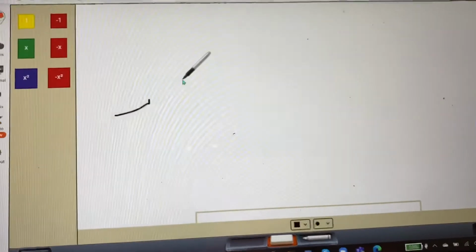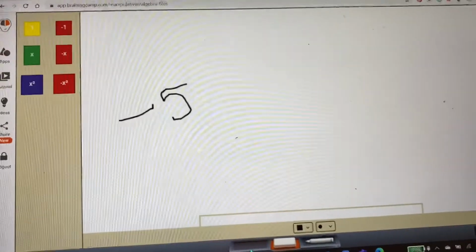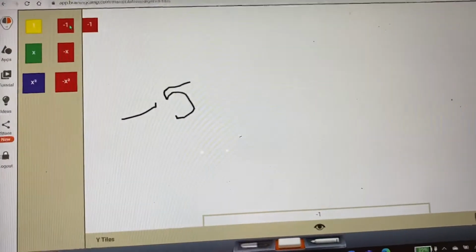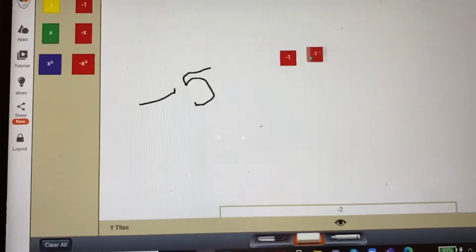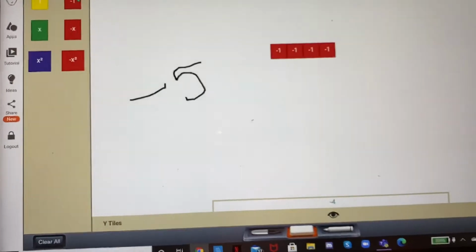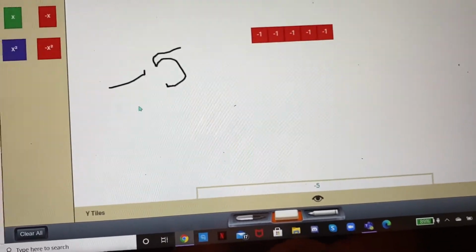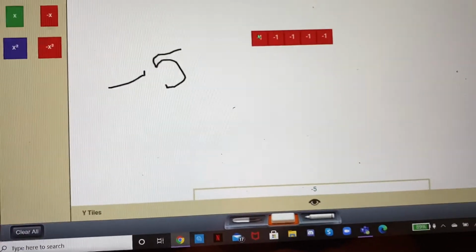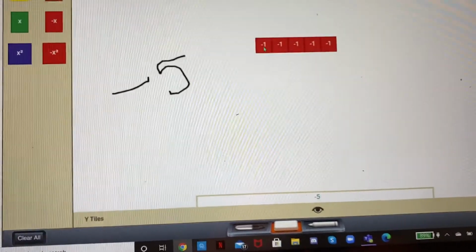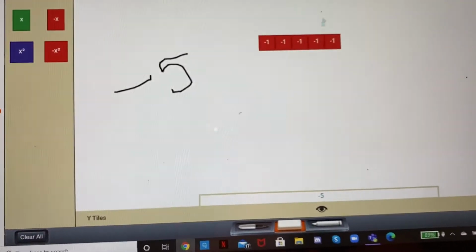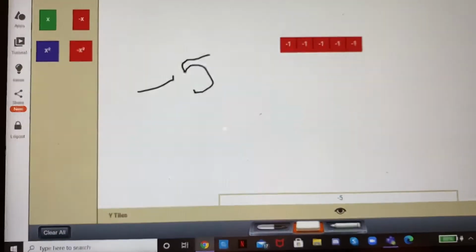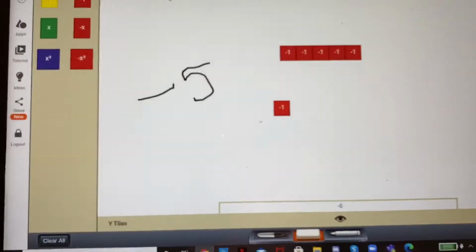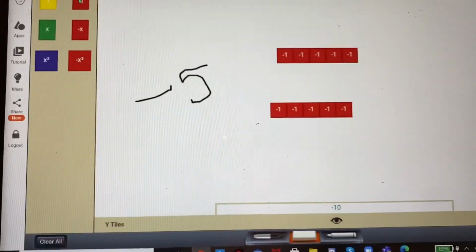If we were to go for a -5, we move these over here, 1, 2, 3, 4, 5. That is one example of -5. If you count just the blocks, 1, 2, 3, 4, 5, there are 5 blocks, making the magnitude 5.